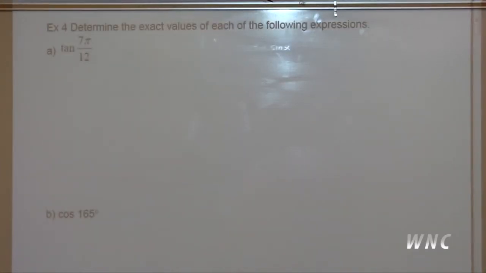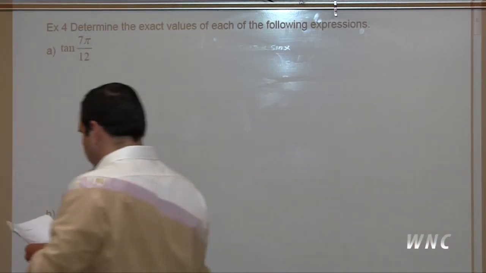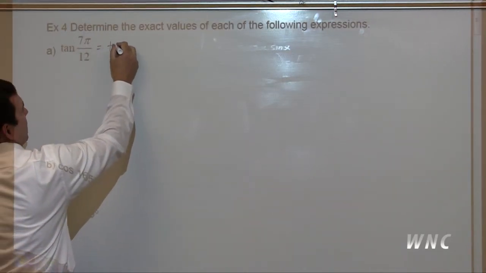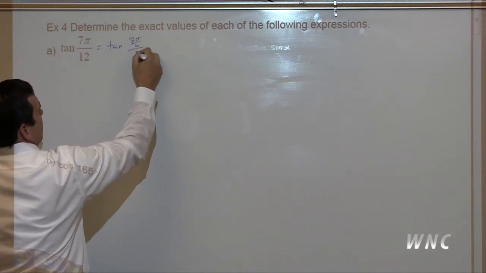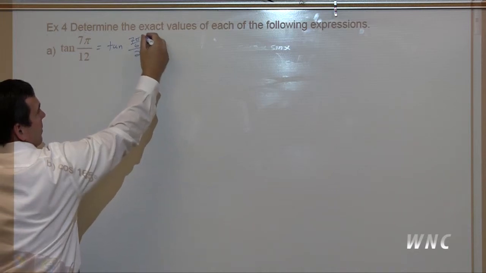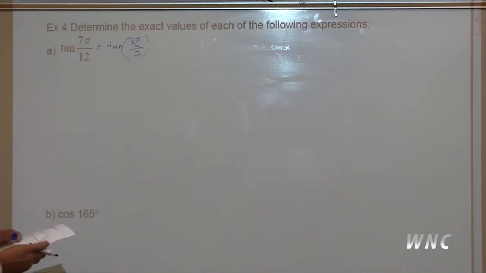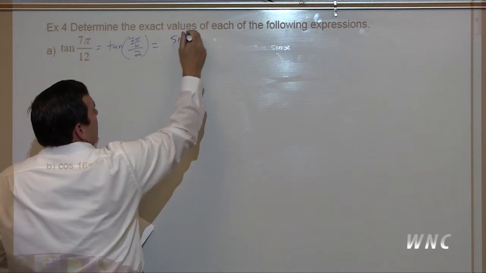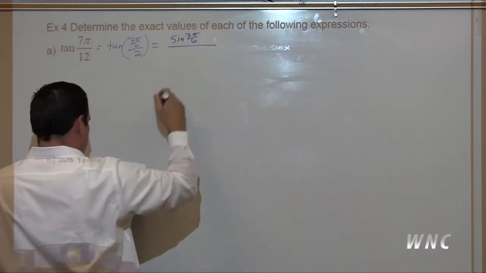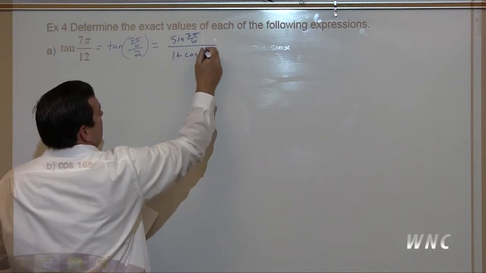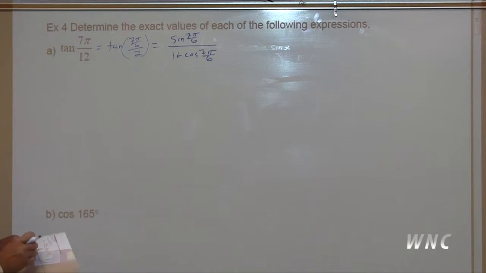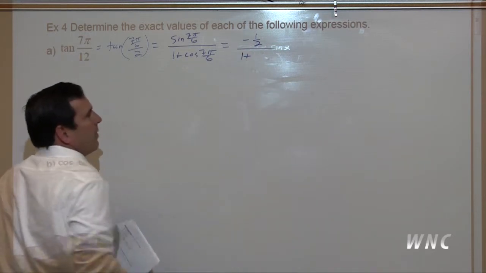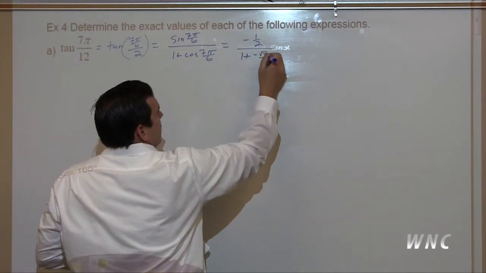So the first one we'll look at is tangent of 7 pi over 12. Now 7 pi over 12 is not a standard value for us, but it is tangent of 7 pi over 6 over 2, and 7 pi over 6 is standard. That's a standard value. So now we don't have to worry about the plus or minus if I don't use the radical. Sine of 7 pi over 6 over 1 plus cosine of 7 pi over 6. Sine of 7 pi over 6, that's negative 1/2. And cosine of 7 pi over 6 is negative square root of 3 over 2.